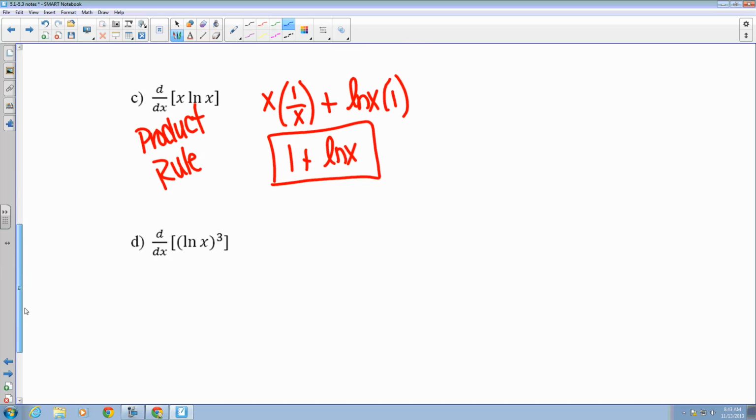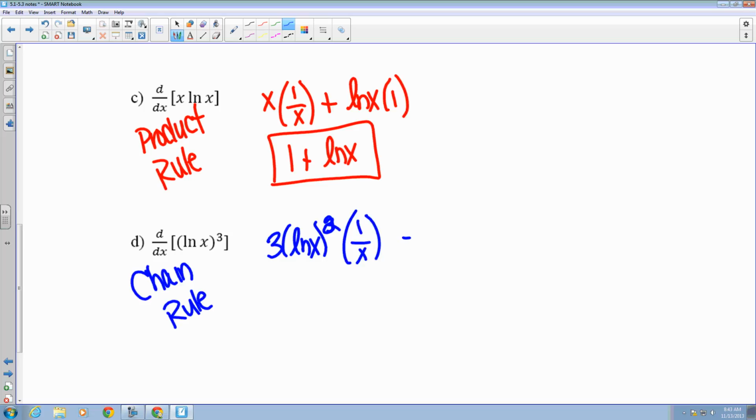Part D, it looks like we have a chain rule question. Bring the 3 down, leave the inside alone, lower the exponent, times the derivative of the inside, which is 1 over x. So 3 over x times natural log x squared.